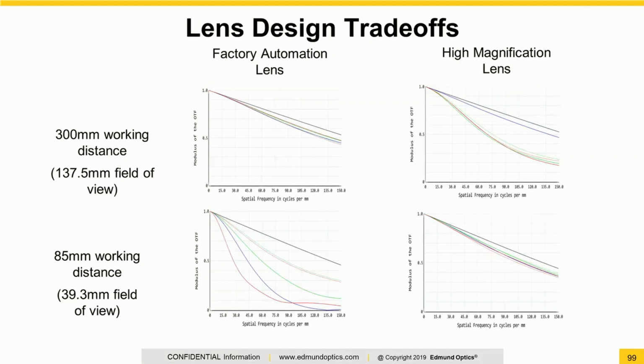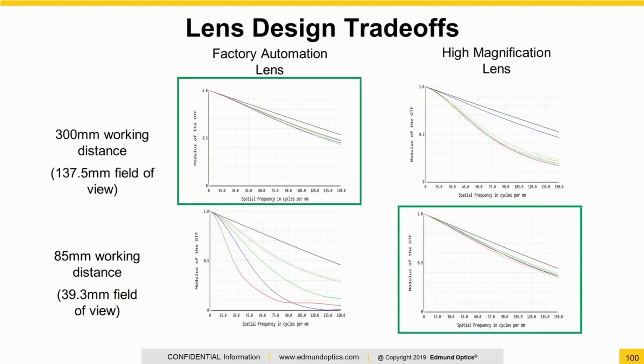So these two curves that I just highlighted are likely what you would find on the spec sheets. When a lens manufacturer is making a spec sheet, they're going to give you the MTF curve where the lens is designed. And they should be doing that because they want to show this is where this lens is optimized, this is where it's supposed to be used. But note that those curves will vary vastly, and that the curves that are on the bottom, say for the factory automation lens, and the top for the high magnification lens, wouldn't necessarily be on the spec sheet.